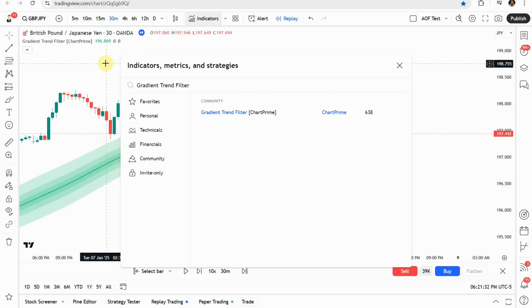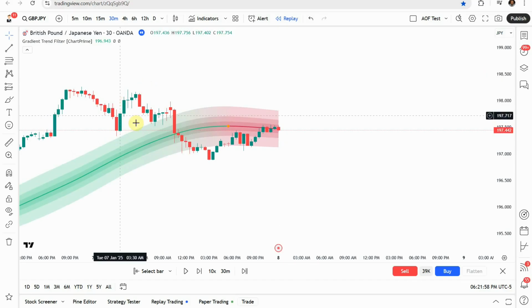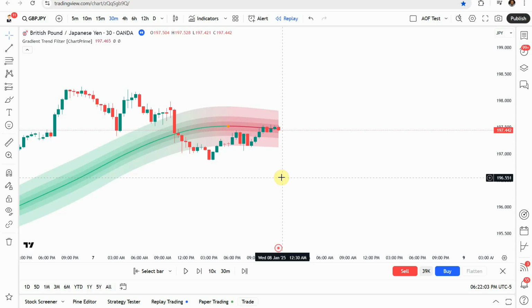At the time of making or watching the source video, it wasn't yet on TradingView. You actually had to go to the page itself and add it to your favorites and access it that way. But it does look like they have added it to TradingView now, so you can access it just by typing in the gradient trend filter. It's going to be this one right here. Just go ahead and click on that and add it to the screen. And this will stay on the default settings. We're not going to change anything as far as these settings go.